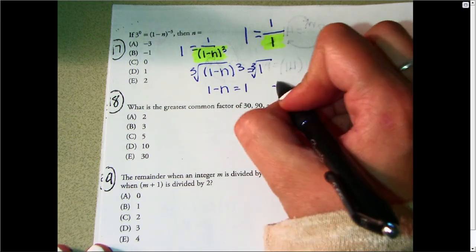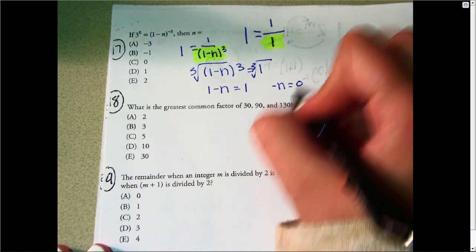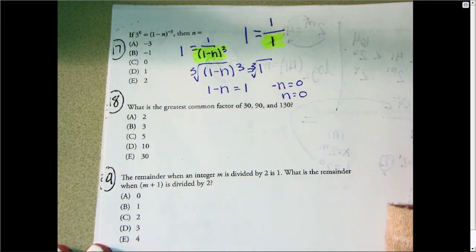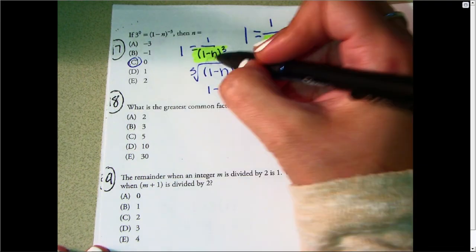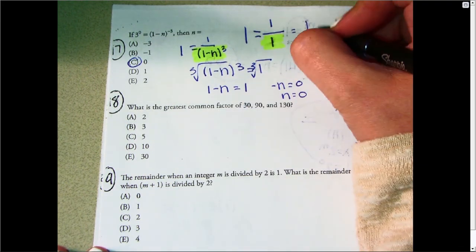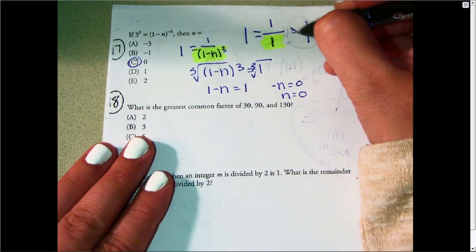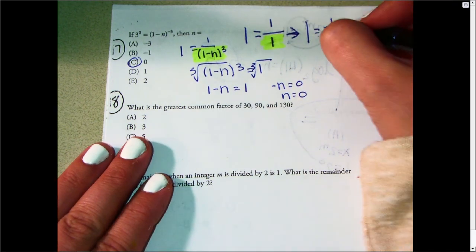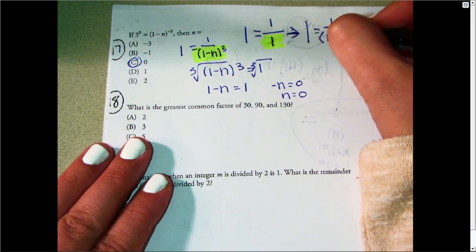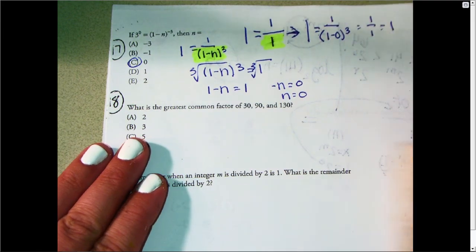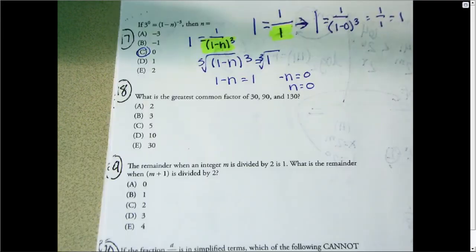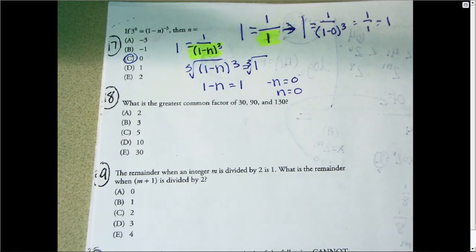Subtracting 1, I will get negative n equals 0. N has to equal 0. When n is 0, I can go ahead and plug it in. 1 equals, here I'll draw an arrow, 1 over 1 minus 0 to the 3 is 1 over 1, which is 1. Okay, all you're doing is setting the denominators equal.